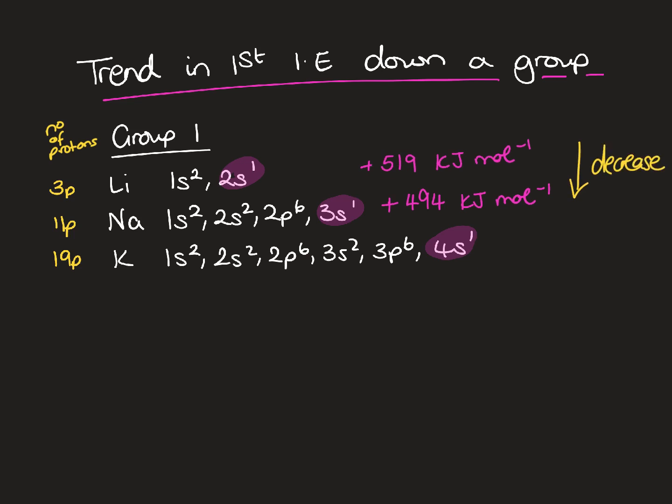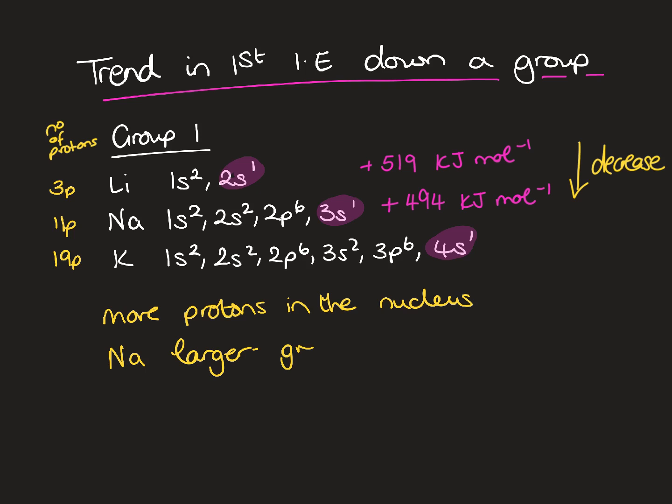So let's consider all the factors that we've already thought about, why that might be the case. So we have got more protons in the nucleus. So we might expect those electrons to be held more strongly when we get to sodium than for lithium, because we've got more protons, more positive charge holding that electron in. However, what we've also got is that sodium is larger. We've got a greater distance between the nucleus and the outer electron.